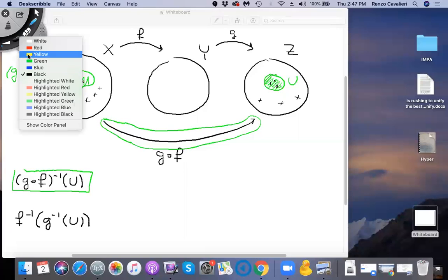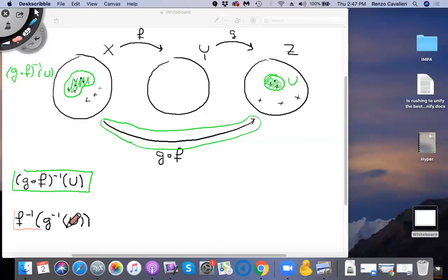The other set, this one, well, again, you start from U and you say, okay, let's first find the elements of Y that g maps inside U. A very nice happy clown you've drawn, Renzo.